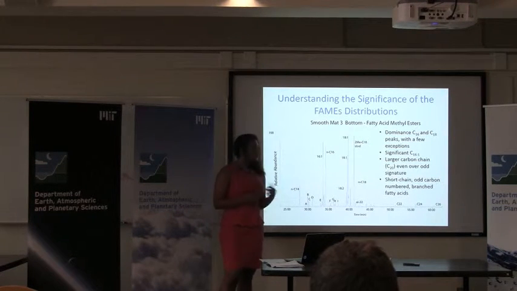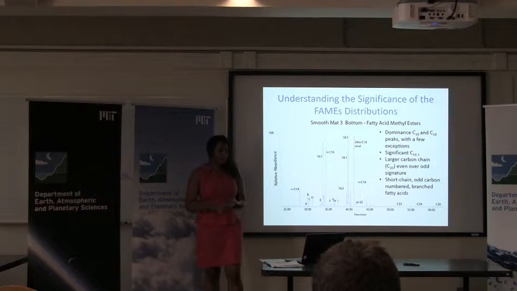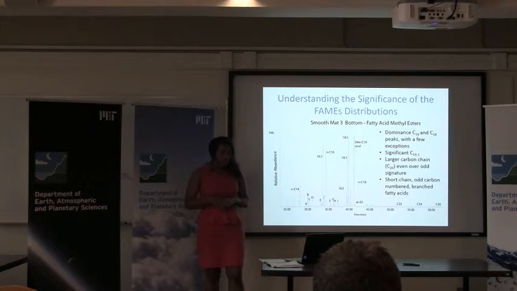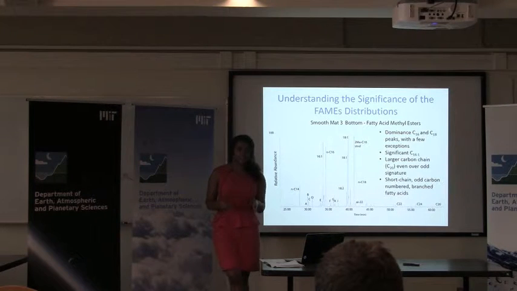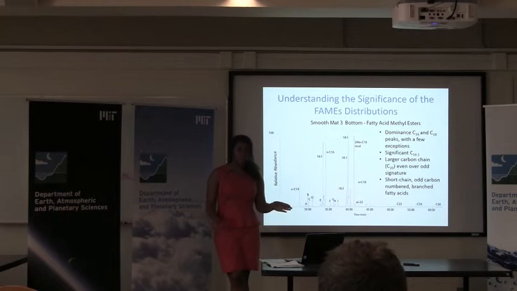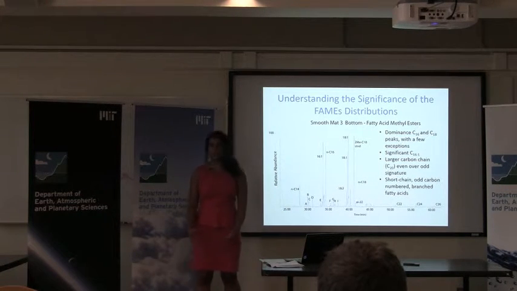And then the short chain, odd carbon numbered branched fatty acids. Those were the ones that are located down here, a couple of those. And those ones are likely bacterial phospholipids, and those are really highly indicative of sulfate-reducing bacteria. So then from our fatty acid methyl esters, we have even more support that there are these sulfate-reducing bacteria there.